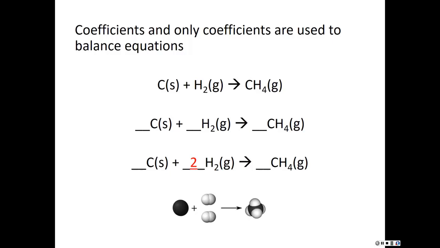Oh, here's a good one. Let's do Al plus O2 goes to Al2O3. Al plus O2 goes to Al2O3. Give it a try, maybe a minute or so, and then I'll walk through how to do it.